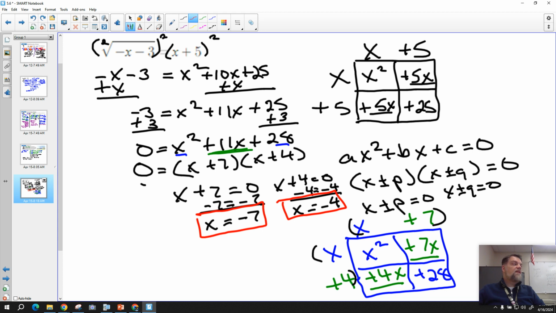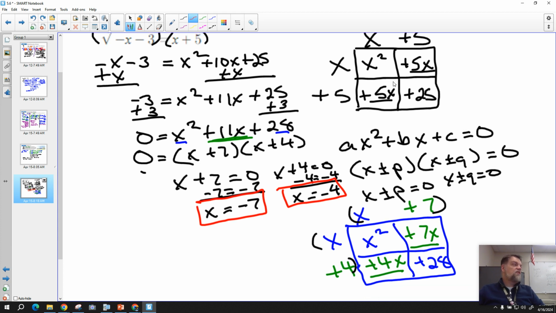Well, the only domain restriction that I see, and this is why we've been asking all these questions about domains, is that we can't take the square root of a negative number, correct? So way up here, I've got the square root of negative x minus 3. Now one of these numbers will make that negative. Which one do you think it'll be? One of them will make it positive.